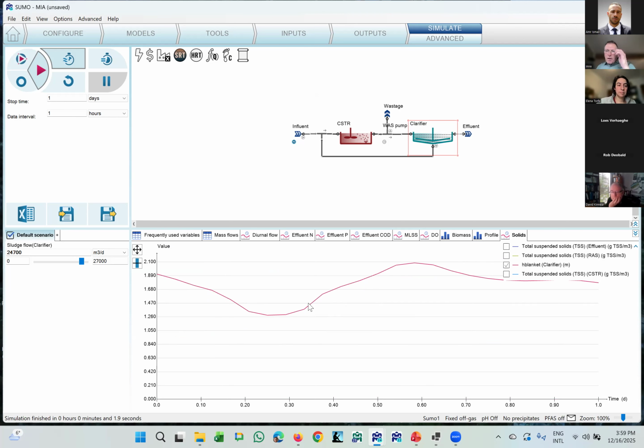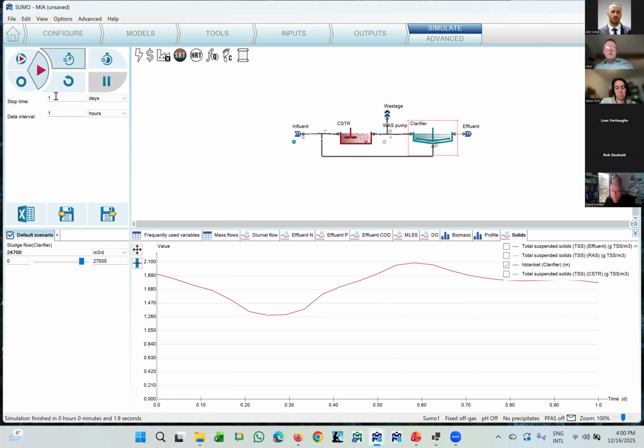Now, if I want to show some dynamic run here, I could change the RAS flow, the return flow here, by maybe simulating an equipment failure or a maintenance issue. This actually happened in Toronto: they had to replace the RAS pumps and had to shut down the clarifier return for some time. And the question at that point was, how long do we have before there is a problem? So that's something you can simulate.